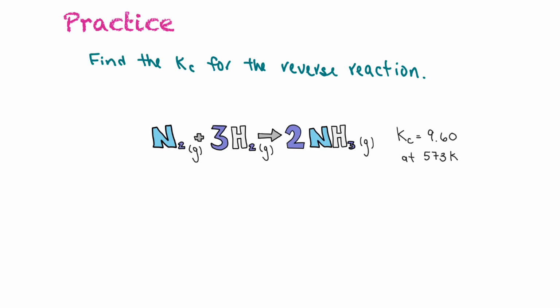So in this example, we're being asked to find the equilibrium constant for the reverse reaction. So in this case, that would be the inverse of the forward reaction. So it would be 1 over 9.60. So that's going to equal 0.104. So now it's much smaller than the forward reaction, so it's not going to be favored.